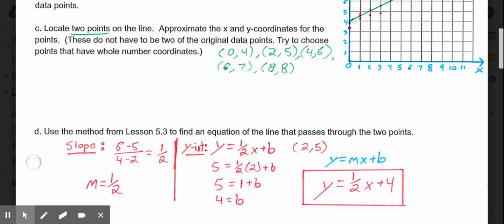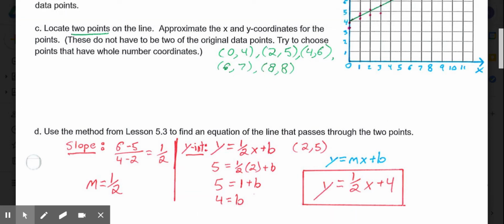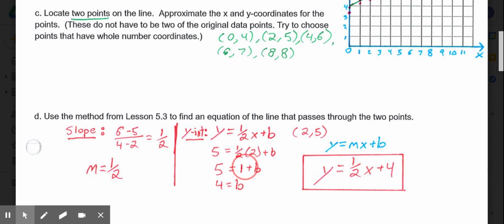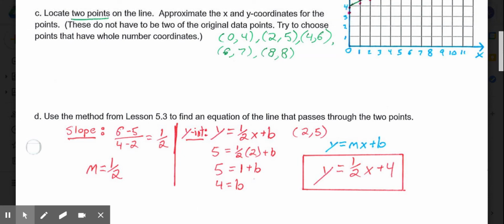Then we need to solve for b, or our y-intercept. We know the slope is 1/2, so our equation would be y equals 1/2 x plus b, and you can pick any of your data points on the line to put in for x and y. So I'm going to use (2, 5). The 2 goes in for x, the 5 for y. 1/2 times 2 is 1. So on the right, we have 1 plus b equals 5. Subtract the 1 from each side, and b would equal 4. So our equation in y equals mx plus b, slope-intercept form, would be y equals 1/2 x plus 4.